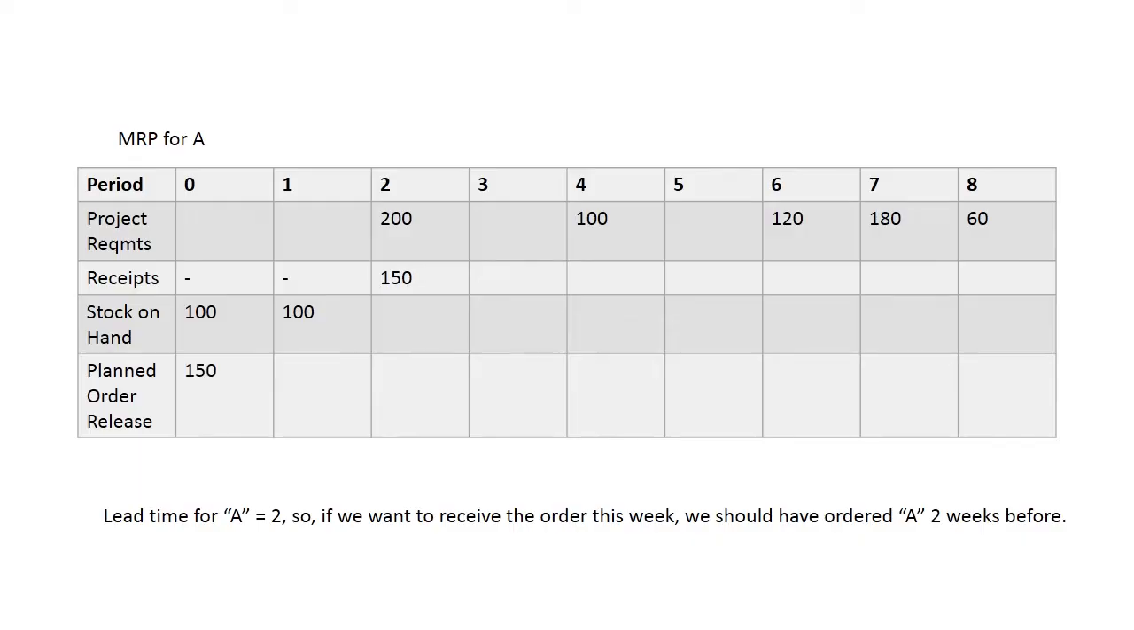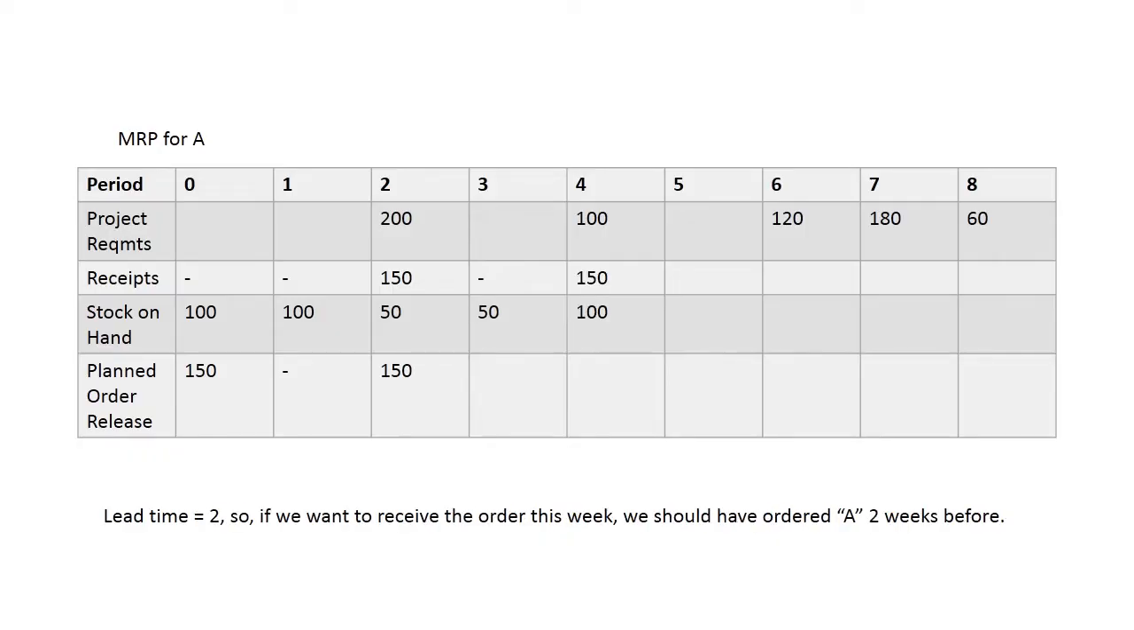The order should be made prior to the second week, considering the lead time. Lead time for A is 2. So if we need the products by the second week, we need to order 2 weeks before. So in the 0th week we have to make an order of 150, so it reaches in the second week and we can make up for the demand of 200 units. The remaining is 50, that is the stock on hand at the end of the second week.